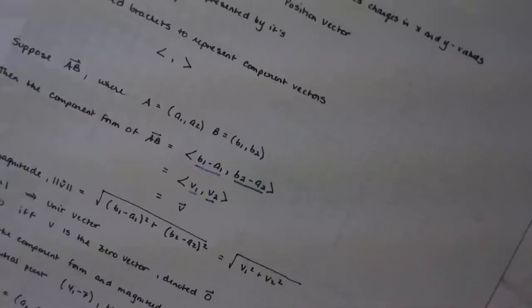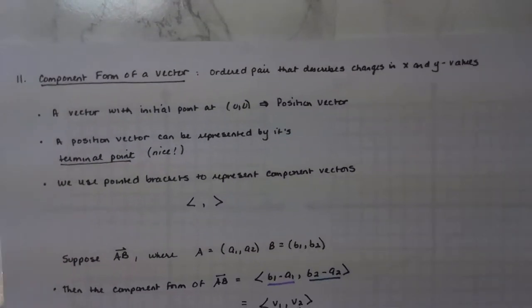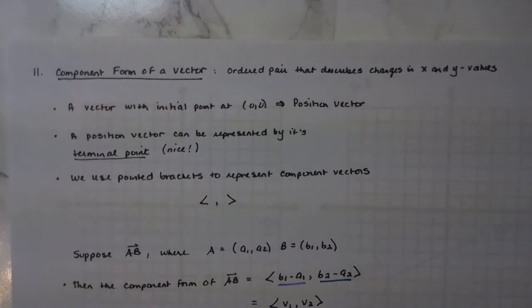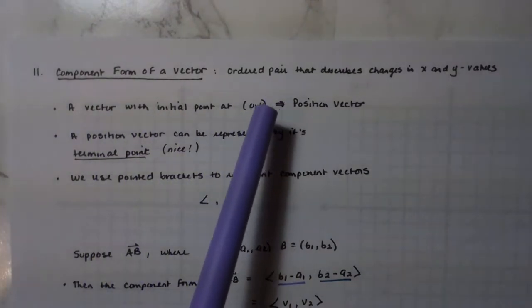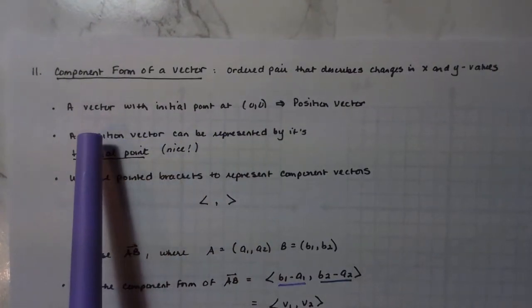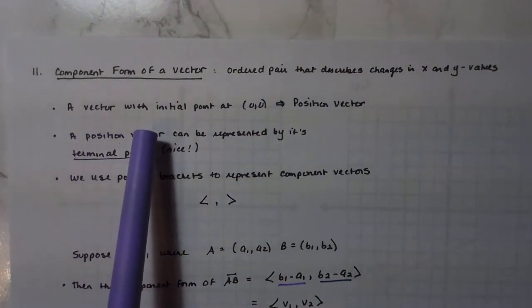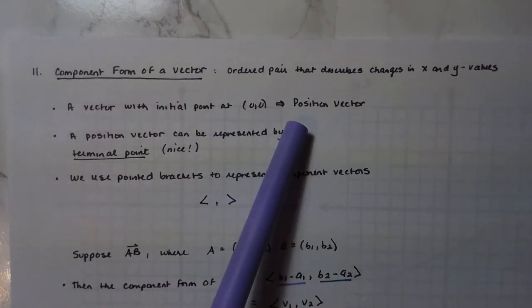Moving right along then. What we're interested in is the component form of the vector, because that makes them nice and easy to work with and to write. So the component form of a vector is just an ordered pair that describes the changes in the x and y values. So if I have a vector with an initial point at the origin, which is always what we want, then we call that a position vector because they're nice and easy to work with.